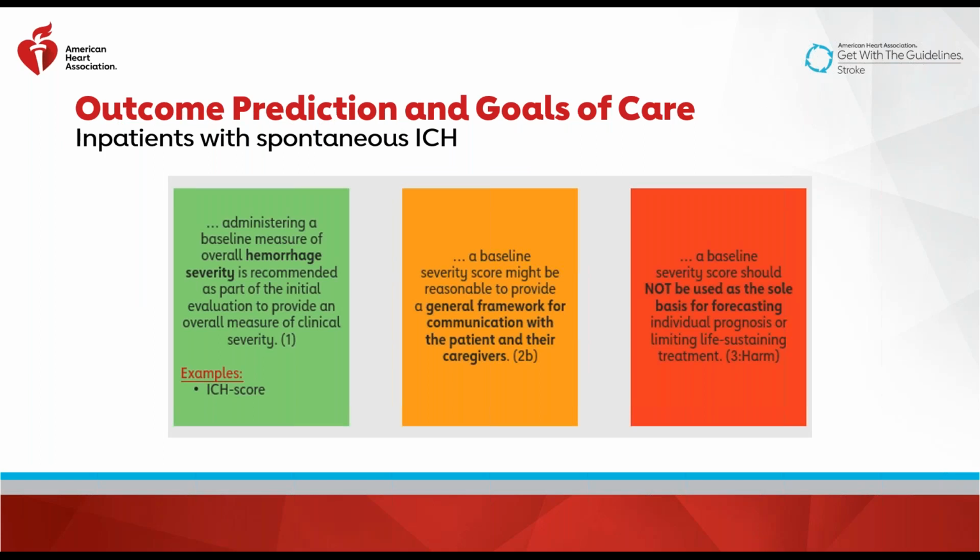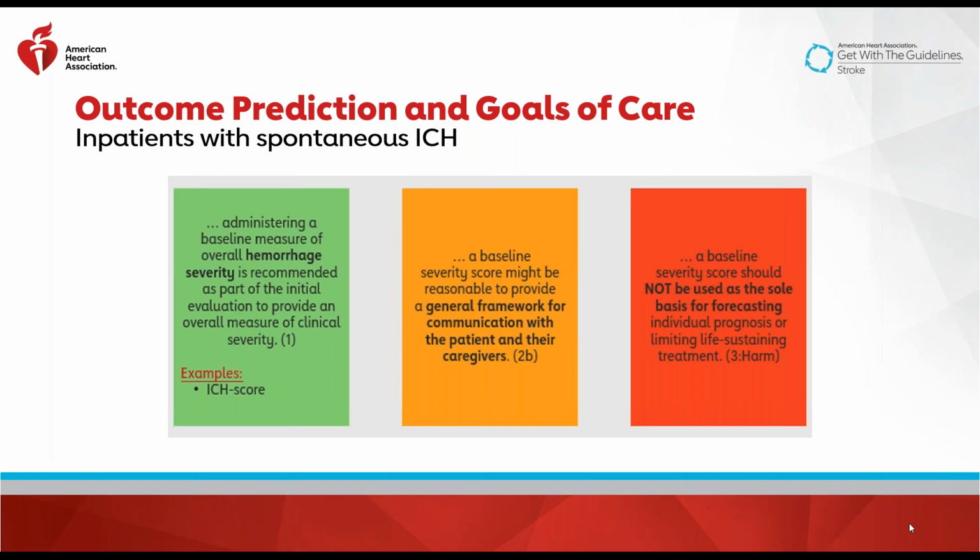Next slide, Jean. So outcomes, predictions, and goals of care. The raft of every stroke coordinator's existence is capturing that ICH score, right? The decision of when and how to limit life-sustaining treatments after intracranial hemorrhage remains complex and highly dependent on individual preference. The guideline emphasizes that the decision to assign a do not resuscitate order is entirely distinct from the decision to limit other medical and surgical interventions and should not be used to do so.